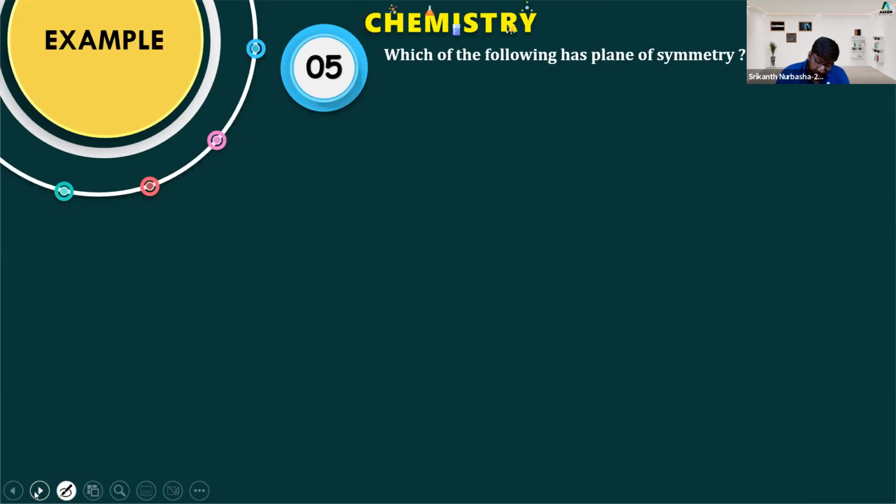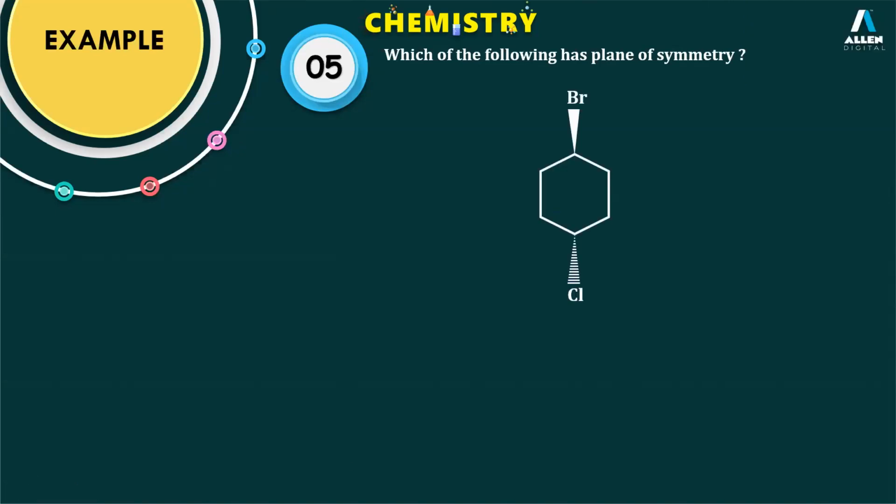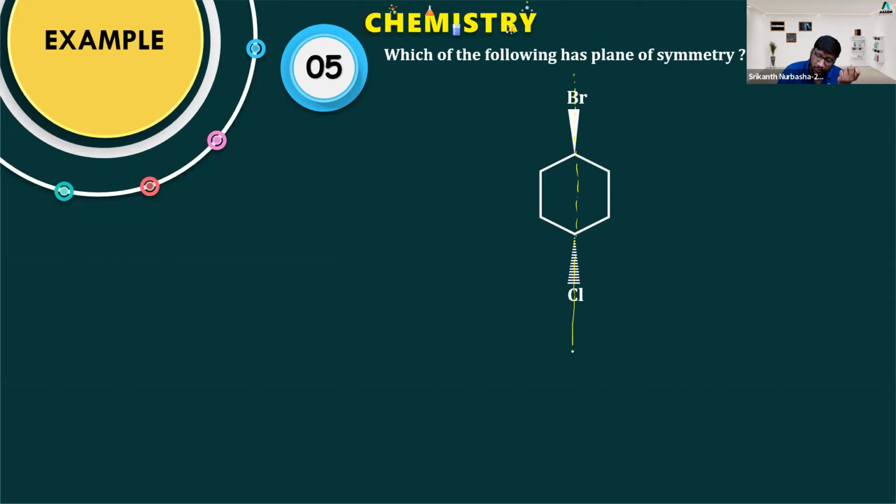Which of the following has plane of symmetry? So this one will have a plane of symmetry or not? If you try to divide the plane in this fashion, this will cut out, and you will have this part. One bromine half will be there, and the other plane will be like this. Here you have chlorine half, here you have chlorine half, here you have bromine half.